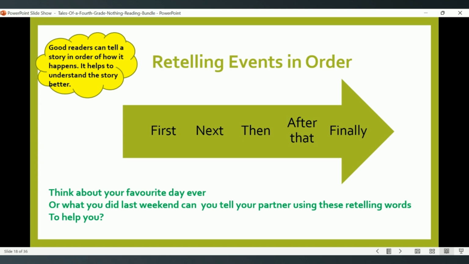So think, pair, share, and then have the opportunity where you pick out 1 or 2 kids that are happy to share about first, next, then, after that, and finally, trying to use the sequencing words. Again, you want to give them the opportunity to use these words so that when they're sequencing the reading at the end, they have use of these words.